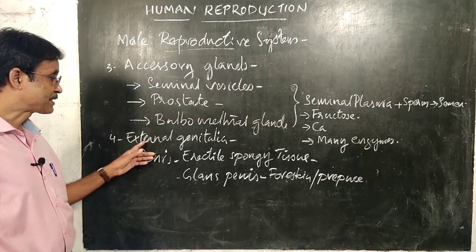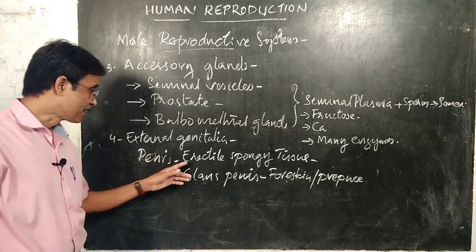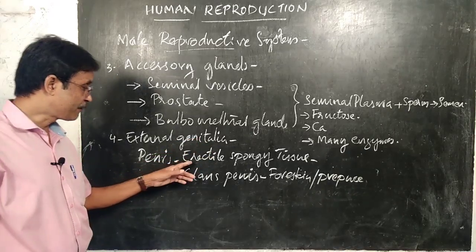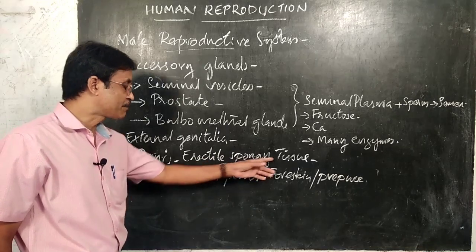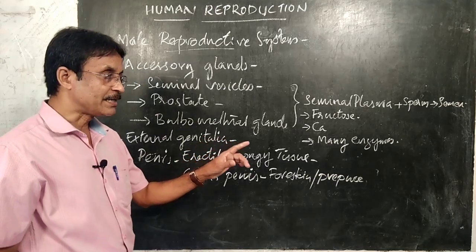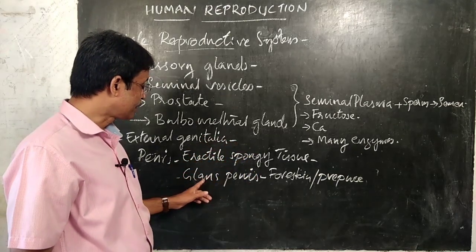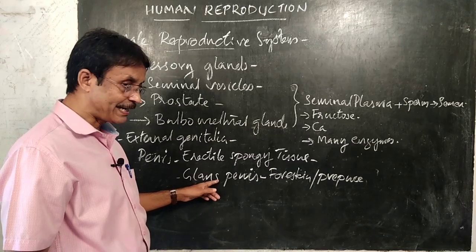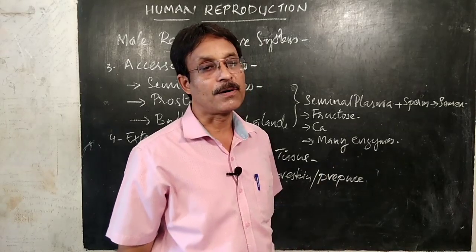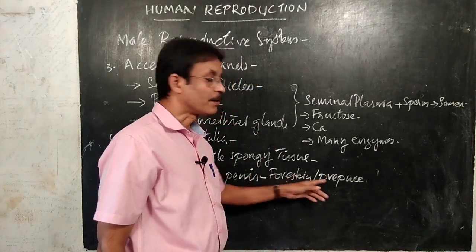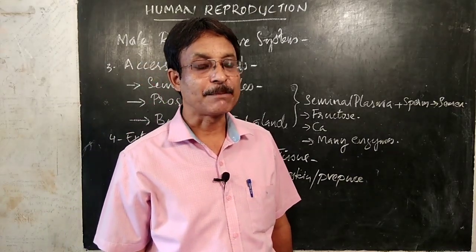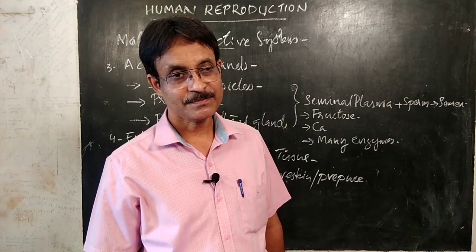So this is about the external genitalia. This is a single organ that is penis, which is helping the insemination, and for that it is formed of special erectile spongy tissue, and the end of that one is conical in shape and slightly extended, that part is called glans penis, and is covered by a loose skin called foreskin or prepuce. Okay, so this is the male reproductive system.